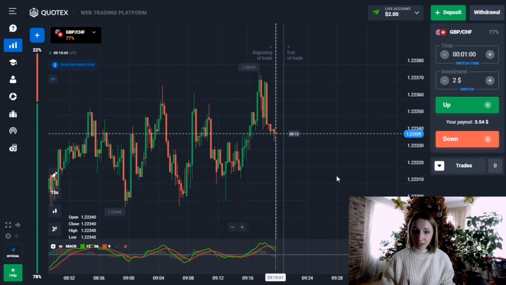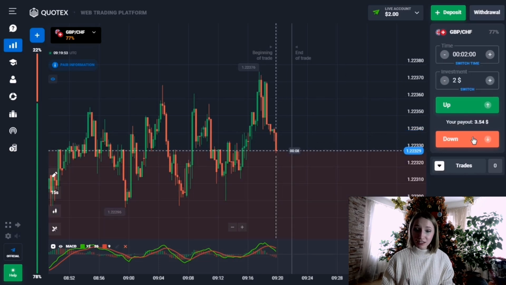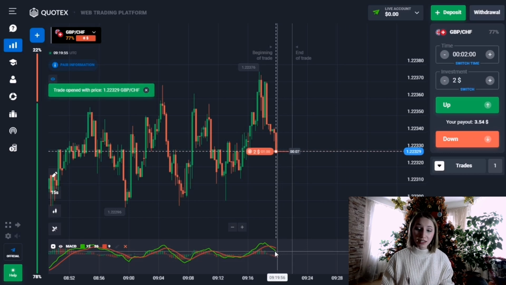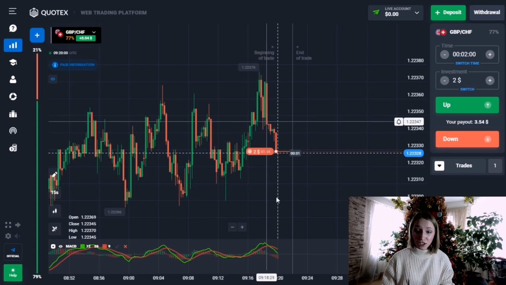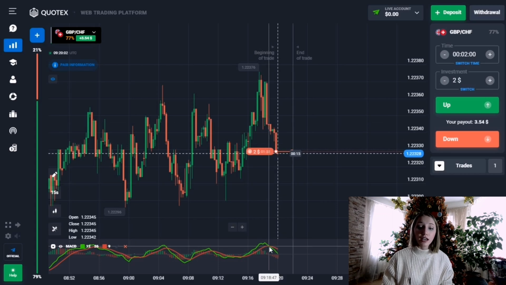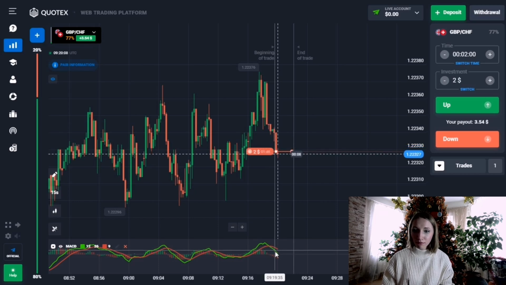So at this moment we can see that our indicator is giving us a signal for down. So in this situation, let's open a trade with down for 2 minutes. I think that in the near future the price will fall to the support level, and also pay attention to our indicator. We see that our moving average of green color crossed our red one, and all of this is happening at the top of our indicator.